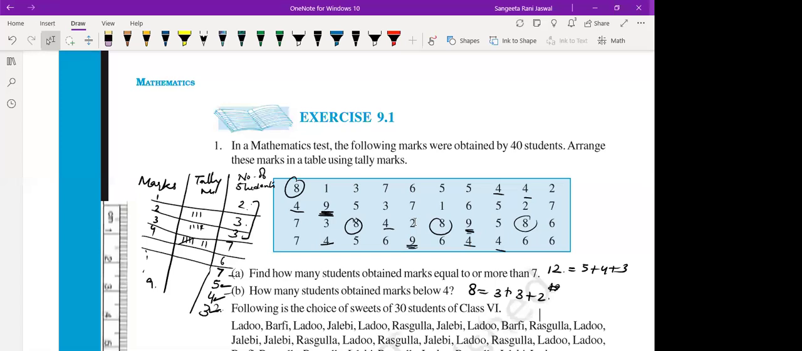A bit, ma'am. Which one? How many students obtained marks equal to or more than 7? Now, equal to and more than 7. See, this was achieved by 7 marks, this was by 8, and 9. So, 7 marks was taken by 5 students, 8 marks by 4, 9 by 3 students. So, if the question is asking how many students obtained marks equal to 7 and more than 7, equal to 7 is 5, more than 7 is 4 plus 3. You get it? Yes, ma'am. Okay. Now, shall we move to the next question?